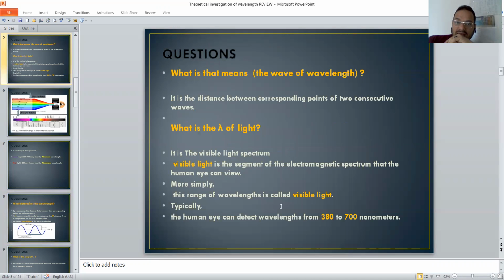Now, what does that mean? What is the wavelength? It is the distance, like I said before, between corresponding points of 2 consecutive waves. What is the length of light? We will deal with the wavelength of light, and after that we will discuss the wavelength of electrons, and we will do a simple comparison between all of them.